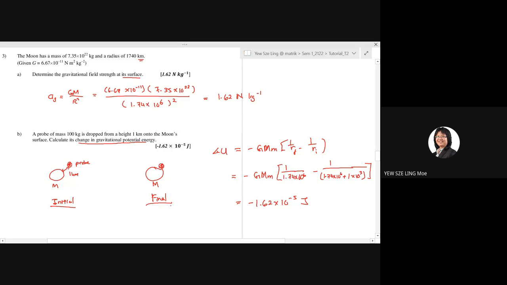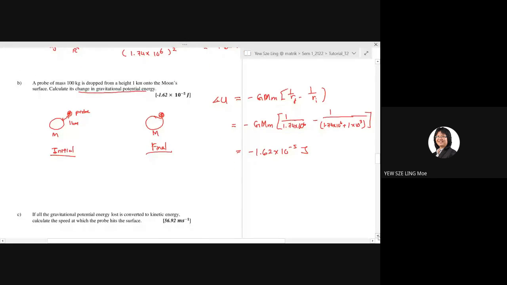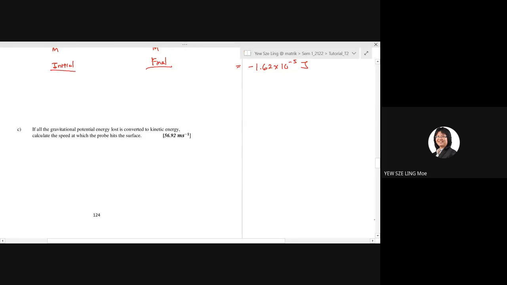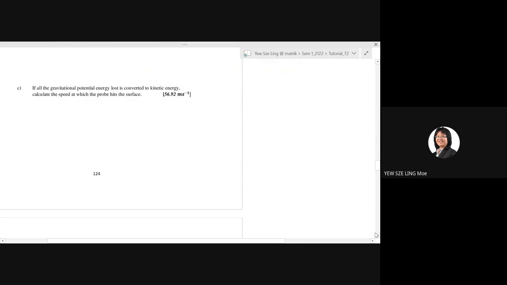Okay, this is the answer for question B. And then question C. If all the gravitational potential energy loss is being converted to kinetic energy, calculate the speed at which the probe will hit the surface. So what are we going to do? How are we going to calculate it?